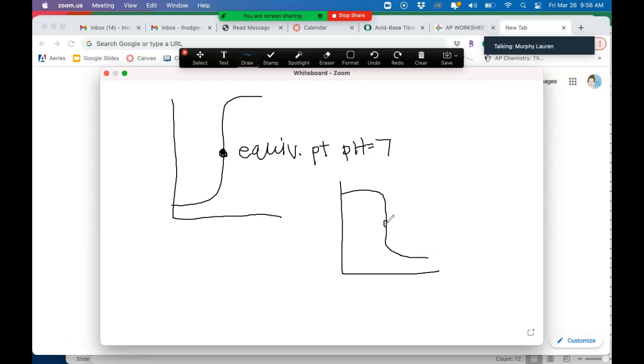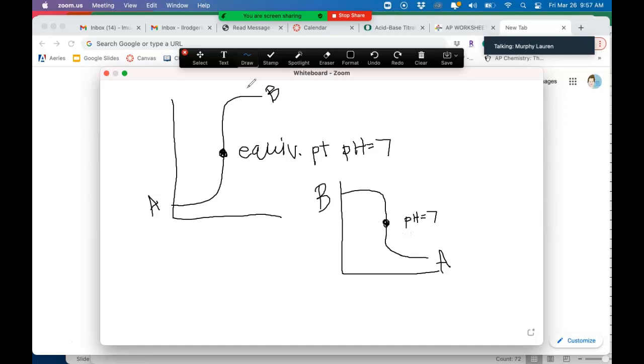Now, we said we could have started with the base and then added the acid. There's no reason you can't do that. The equivalence point is still the same. It just depends on who's in your flask and who's in your burette. If you start with the acid in the flask and slowly add the base, it will look like this. If you start with the base in the flask and slowly add the acid, it will look like this in general.